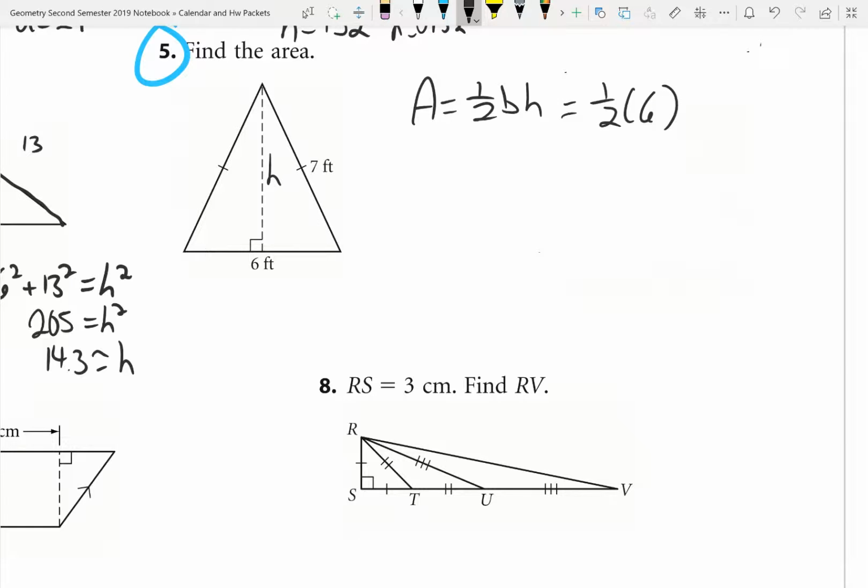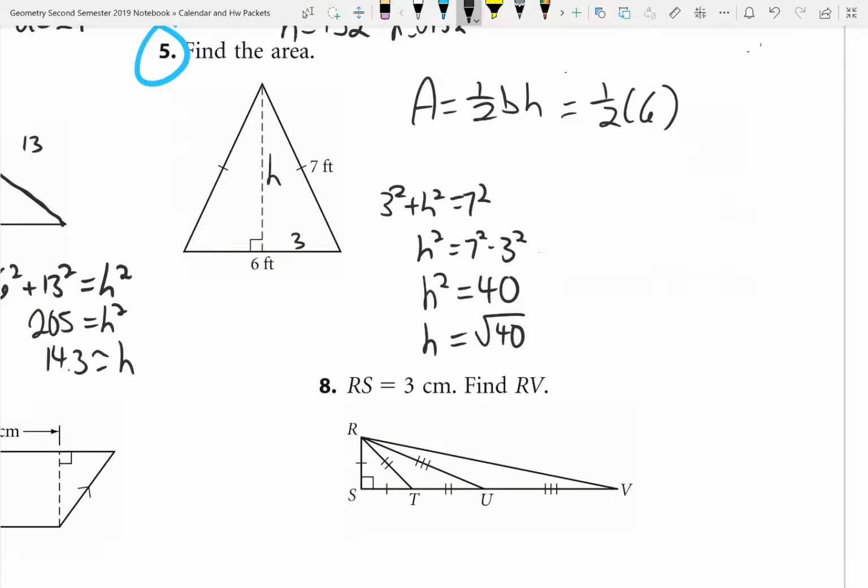Well, to find the height, since it's an isosceles triangle, this is going to be 3. And so 3 squared plus h squared equals 7 squared. So h squared equals 7 squared minus 3 squared. And that's 40. So h squared equals 40. h equals the square root of 40. And so I'll just put that in there.